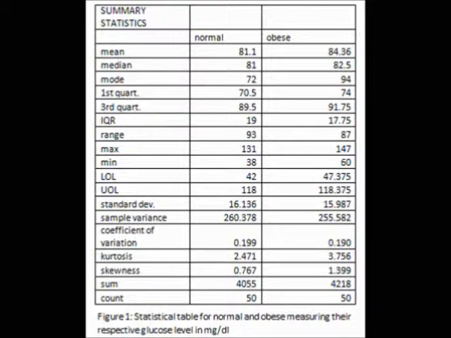As shown in the table, the mean glucose levels of the normal and obese are 81.1 and 84.36, which is about the same. Standard deviation measures how spread out the data are. As you can see, the standard deviations of normal and obese are 16 and 15, which is also about the same.